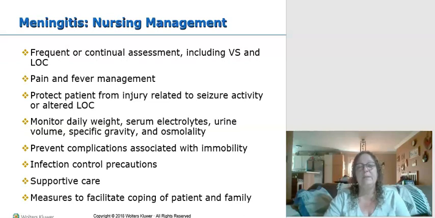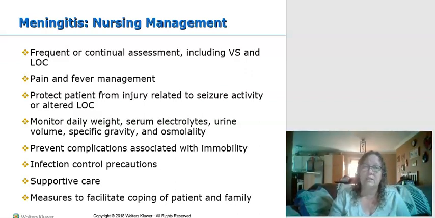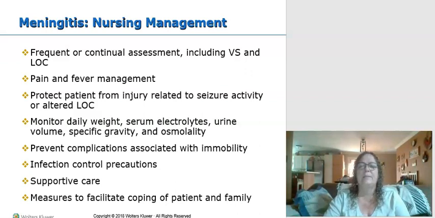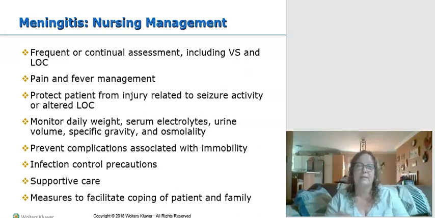So the nursing management is frequent and continual assessment, including vital signs and level of consciousness. Pain and fever management. Remember, we want to control these fevers. This can be very painful, so pain management. Protect the patient from injury related to seizure activity. This is your seizure precautions. Monitor daily weight, serum electrolytes, urine volume, specific gravity, and osmolality, right? This may be important for potential complications, right?